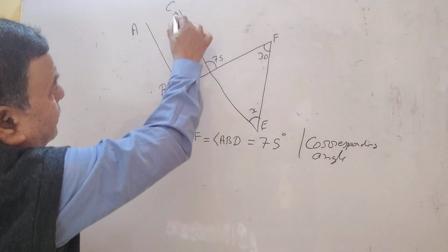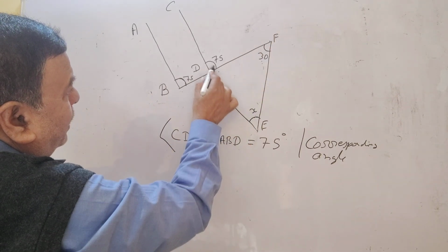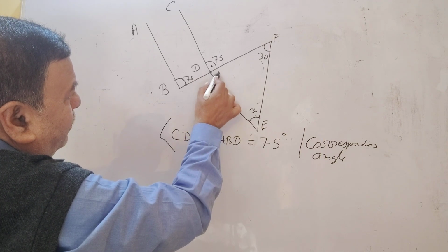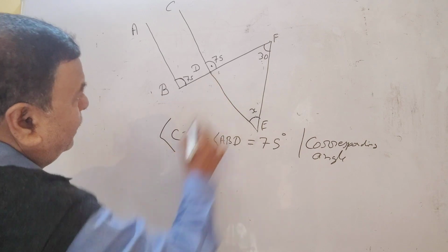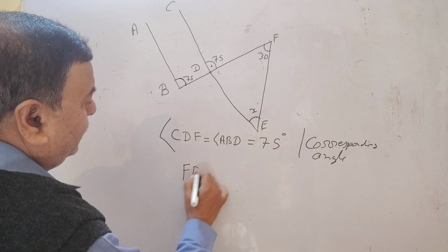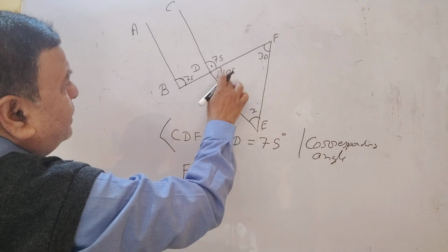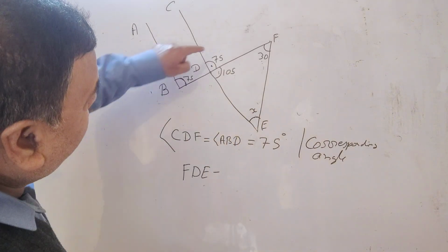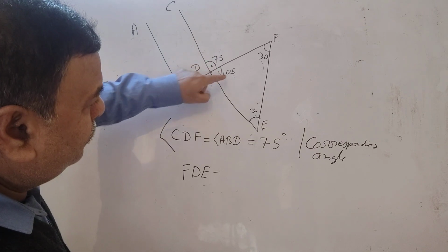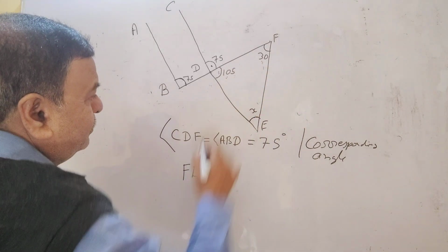Now CDF and FDE both are linear pair. This one and this one. So if we add them up, it becomes 180. So very clearly FDE will become 105, because the sum of a linear pair is 180. Very clearly this is 75. So 180 minus 75 is 105. Now in this triangle, this is 105, this is 30.